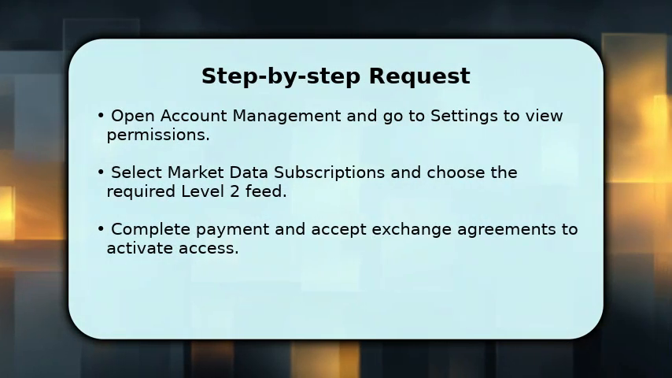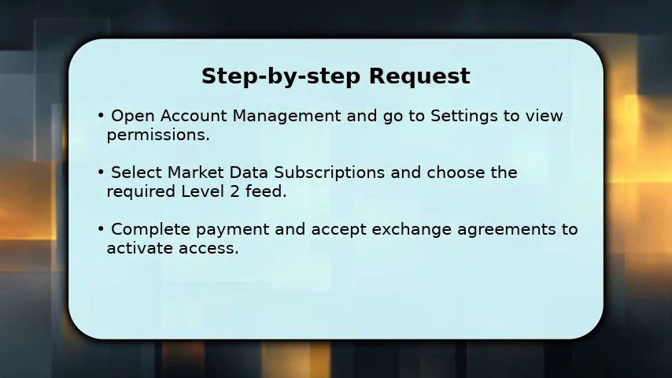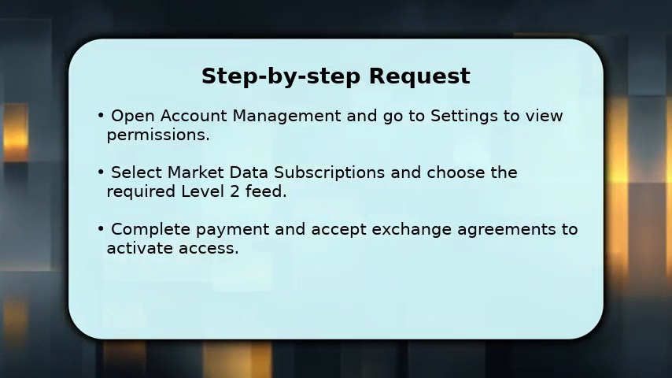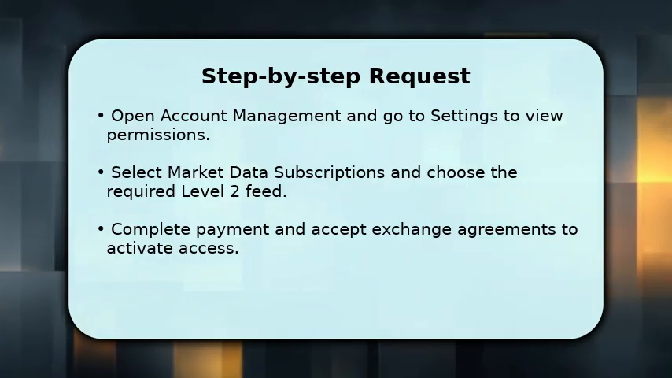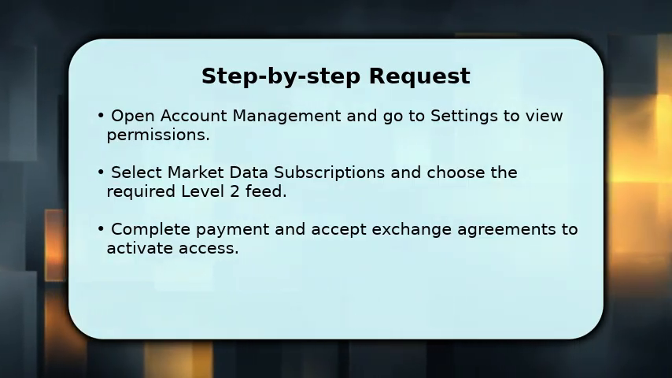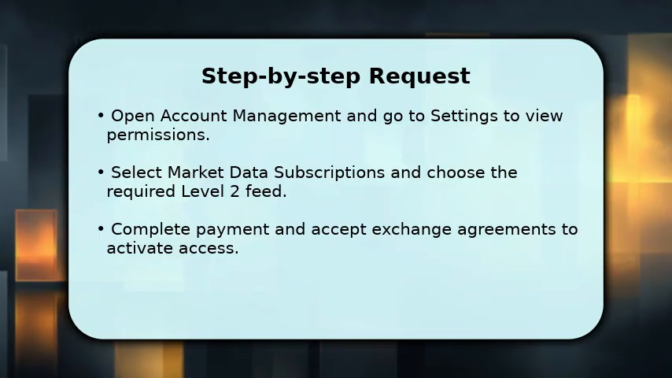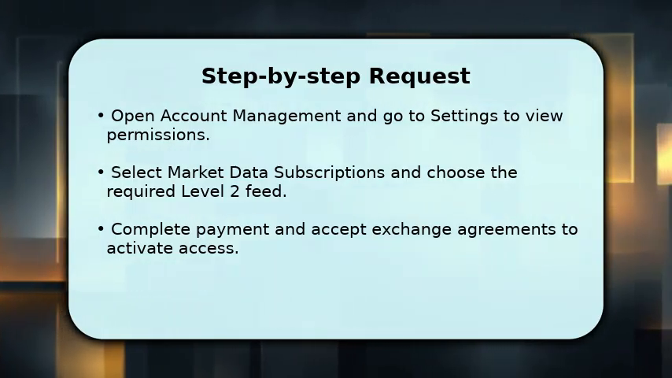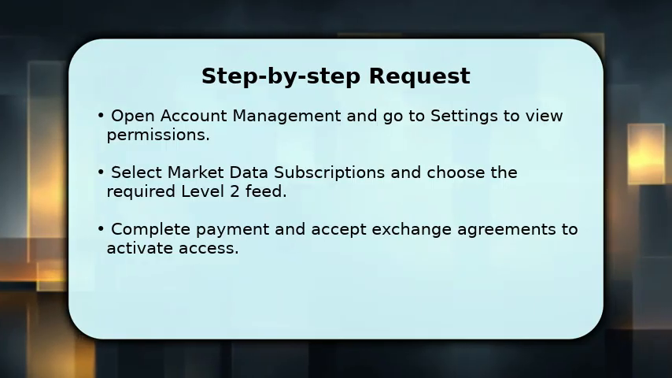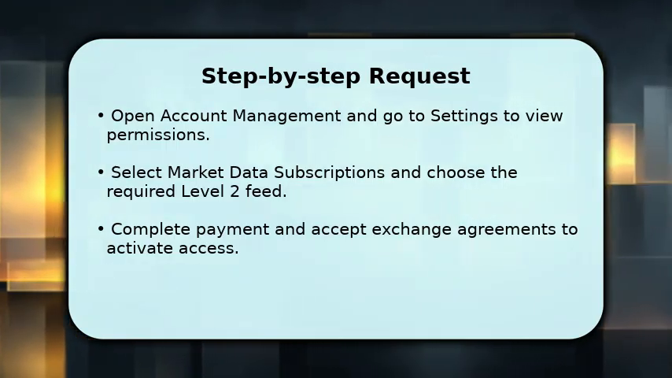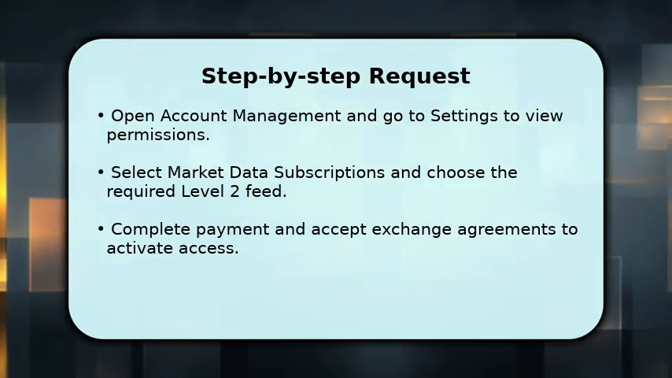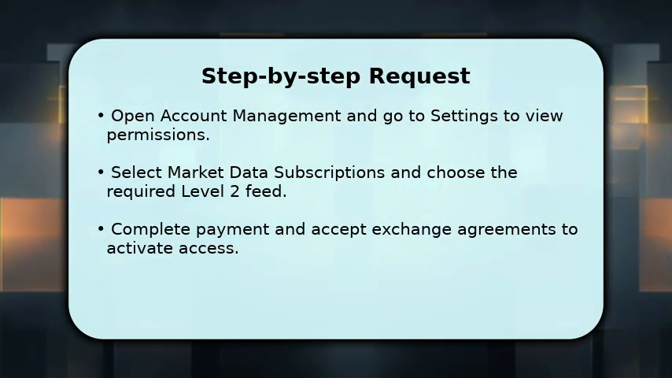Begin by logging into account management and checking your personal information and permissions for trading. Then go to Market Data Subscriptions, pick the level 2 feeds for the exchanges you trade, and confirm any bundle options that match your strategy. After selecting feeds, review the charges, accept all exchange agreements, and submit the request. Wait for confirmation and restart your Trader Workstation or IBKR Mobile to load the new level 2 market depth.